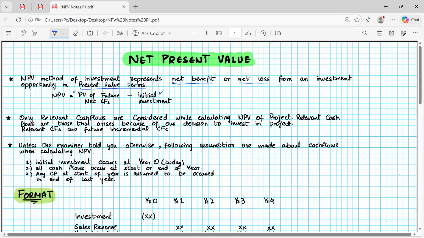If your answer is positive, it means that you are getting benefit from the project. You will go with the project. If your answer is negative, it means that the project is giving you a loss. So you will not invest in the project.